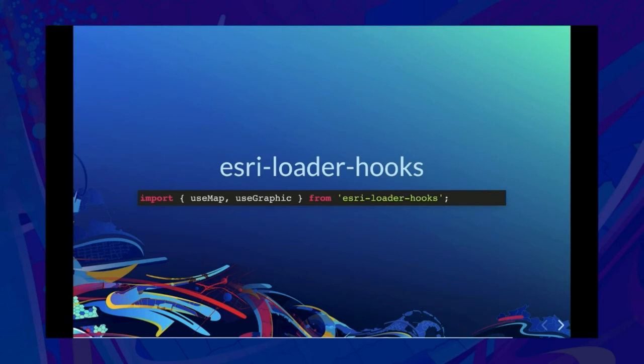So in this case, we want a map and we want to add a point graphic. And so I was going to use the useMap and useGraphic functions that are provided by Esri Loader hooks. Now, what's crazy is all I had to do was type this code into the file of my map component I was adding to the project, and all of a sudden I was able to use all of Esri Loader hooks and all of Esri Loader, which is its dependency, without having to install either one of those packages.